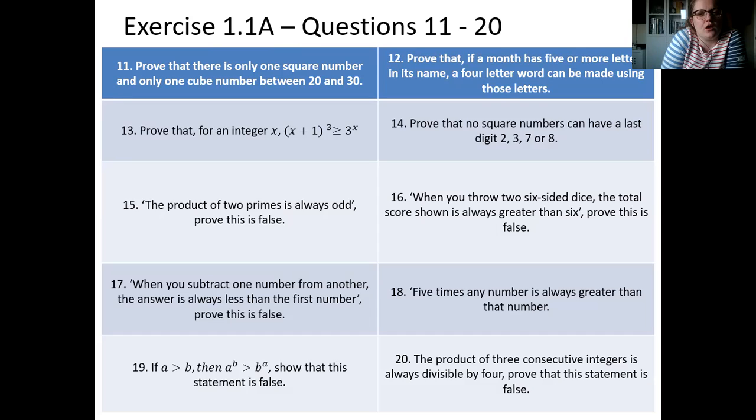13, a trickier one. 14, quite nice again. 15, this is quite a good one actually. The product of two prime numbers, the product of two primes is always odd.